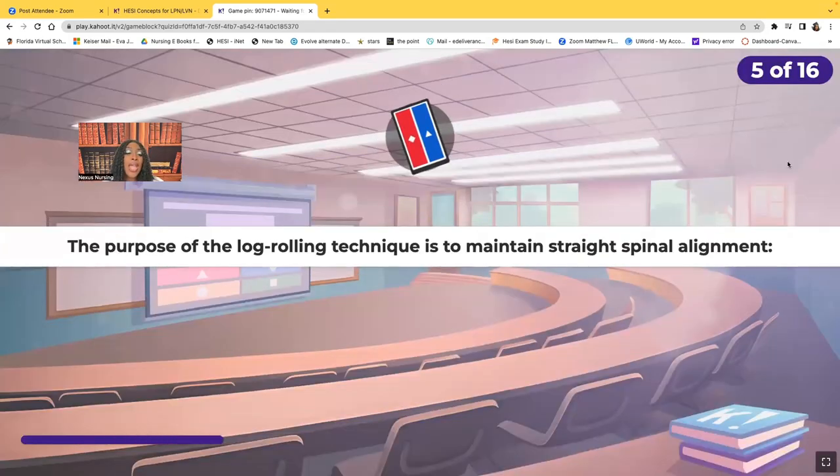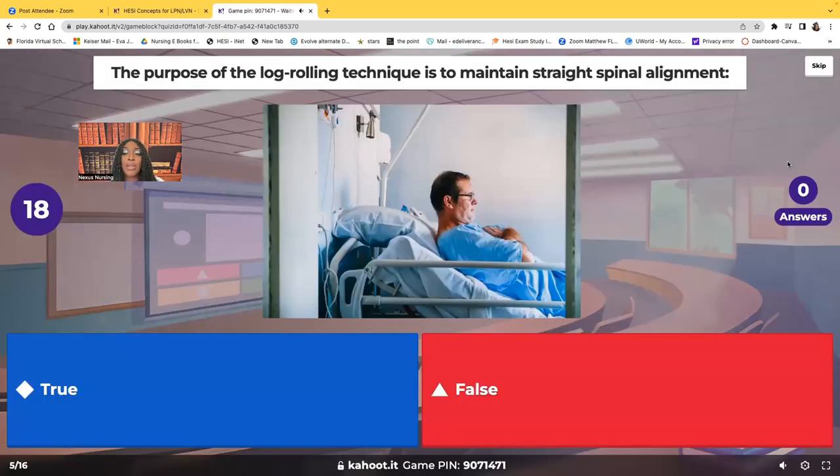True or false? The purpose of the log rolling technique is to maintain straight spinal alignment. Is this true or is this false? What do you guys say?